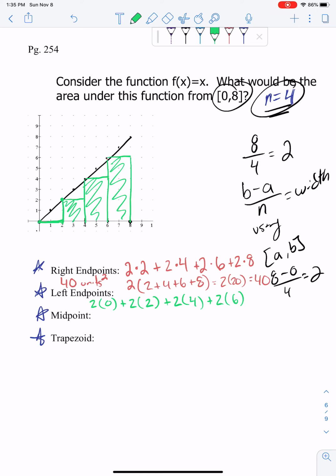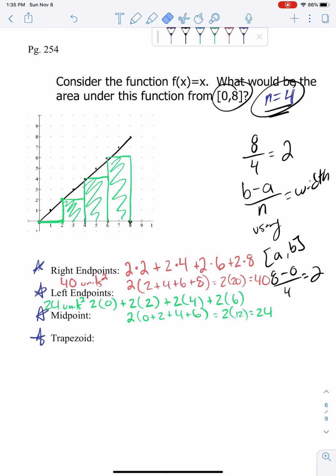So I could write it out this way, or I could just say they're all 2 wide. One of them is 0 tall, one of them is 2 tall, one of them is 4 tall, one of them is 6 tall, which is just 2 times 2 plus 4 plus 6 is 12, which gives me an estimate of 24. So look at how big of a difference that is. My right endpoint is estimating at 40. My left endpoint is estimating at 24. That's a really big difference.